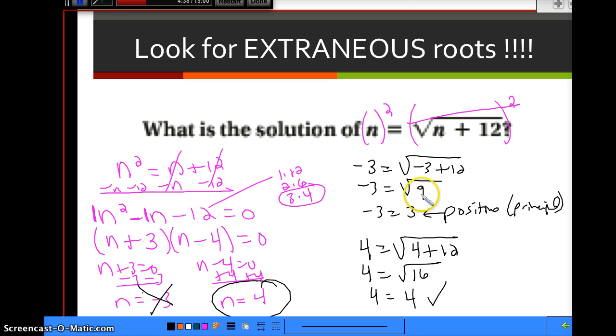When you have a square root, I know the square root of 9 is plus and minus 3, but when you're doing it in a check within an equation, you take the principal square root, which is the positive one, and ignore the negative one.